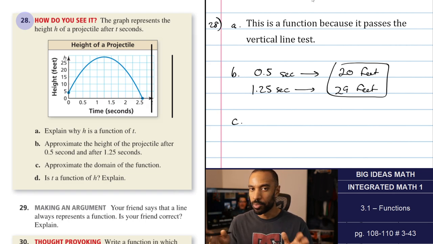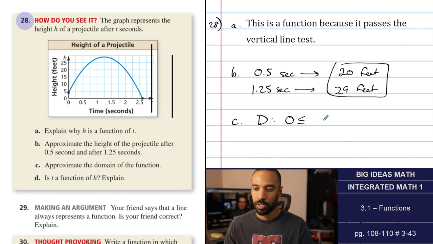And that's what we're explaining. This word problem, the context helps us explain, how long was the projectile in the air? That's kind of what's being asked, right? So the domain goes from time zero, including time zero, all the way to time 2.6, and that's in seconds.